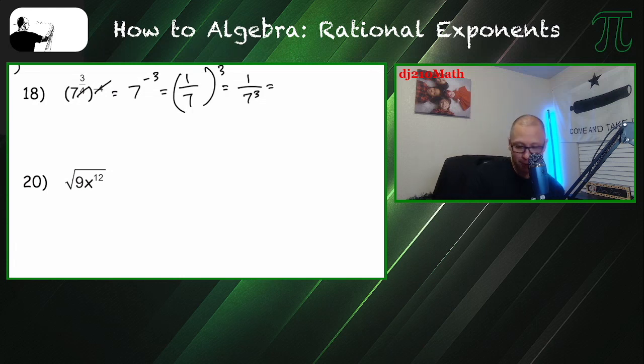7 times 7 is 49. 49 times 7 is going to be, what's that, 343, is that correct? Yep. So 1 over 343.